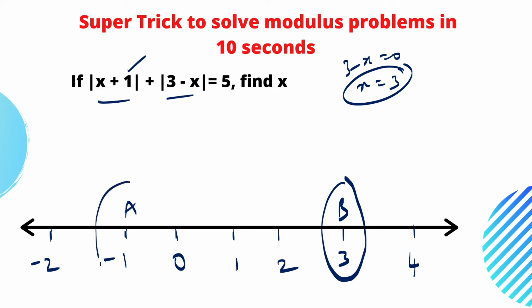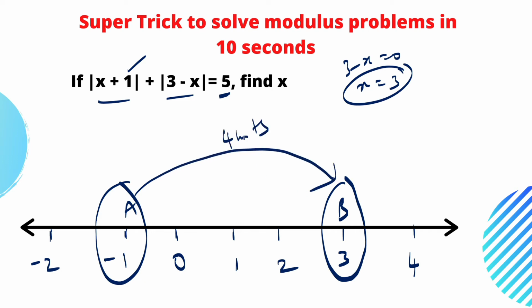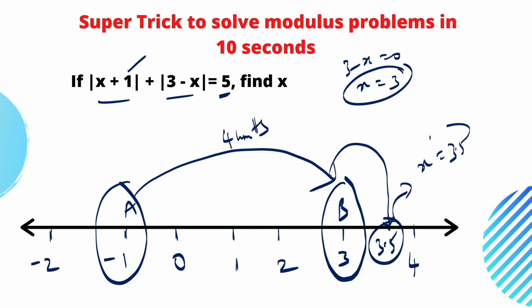So A is at minus 1. So they must travel 5 units altogether. Whatever A and B are traveling individually plus what they have traveled together, all that when summed up must be equal to 5. So let's take case 1 where A moves towards B. By the time A reaches B, it should have covered 4 units, and 1 more unit to be covered, so A and B together land at 3.5. This is our answer for the first case.